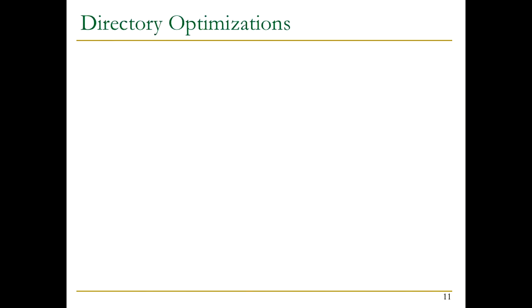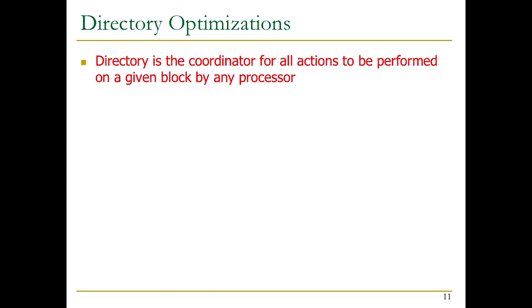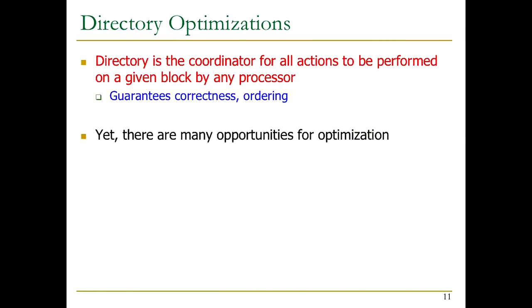We're going to get back to the directory. But essentially, you can think of the directory as a coordinator for all actions that are to be performed on a given block by any processor, right? It's the middleman. And its job is to really guarantee correctness and ordering. And given its simplicity, it does have that guarantee, right? Every request goes through it, it's serialized over there, and then it requires acknowledgments from different processors before it takes another action. So clearly there's overhead involved in this also.